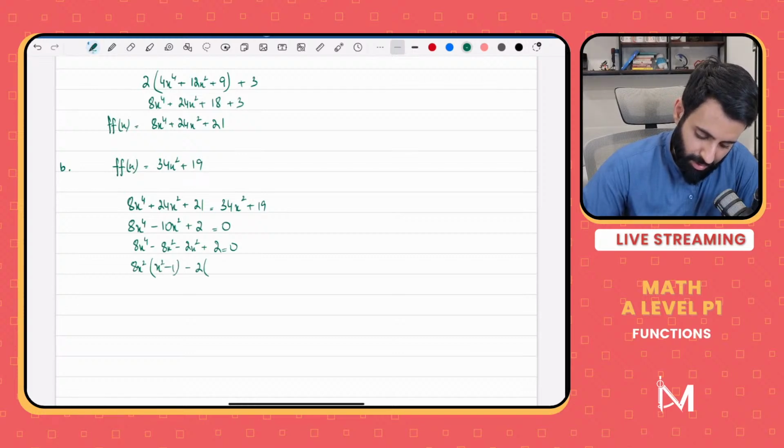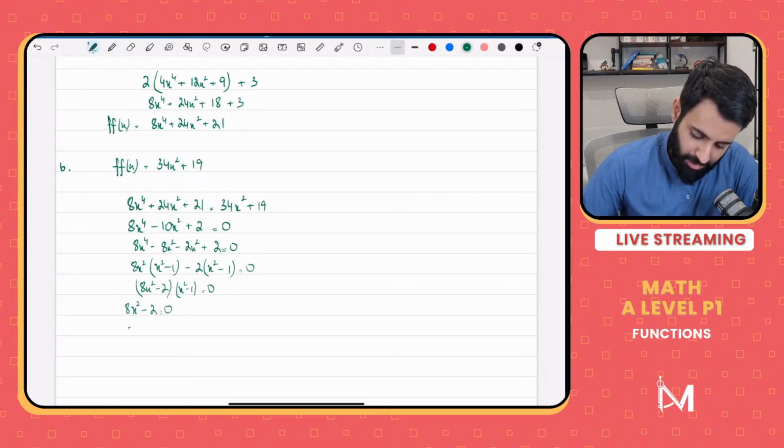So once again, we have x squared minus 1 equals to 0. That means 8x squared minus 2 into x squared minus 1 equals to 0, which means 8x squared minus 2 equals to 0, which means x squared is equals to 1 upon 4, which if you solve further, you have x is equals to plus minus 1 upon 2.